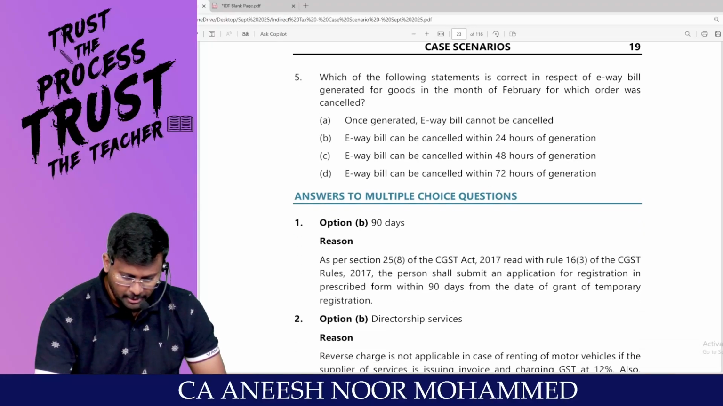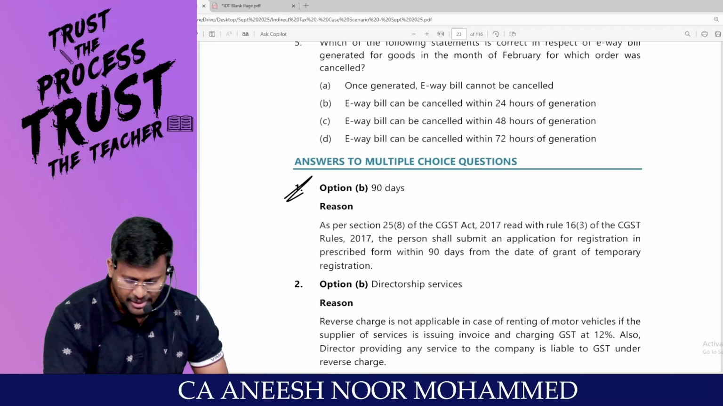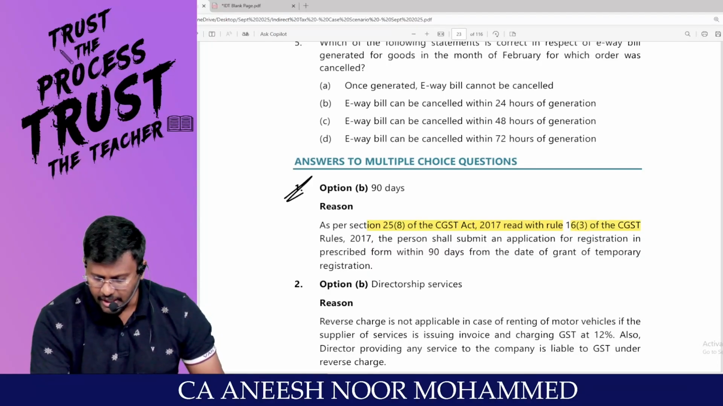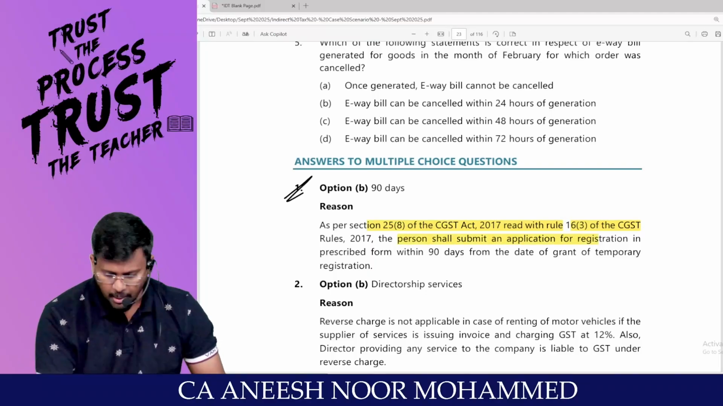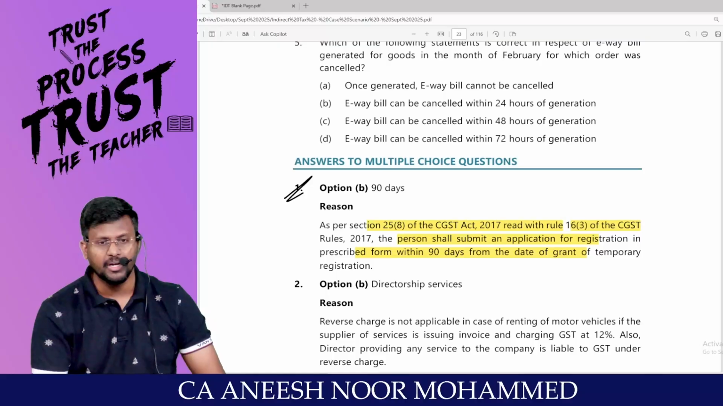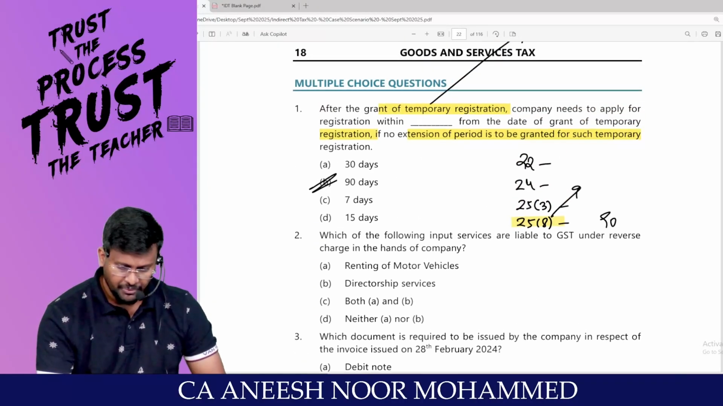So for option A, 90 days. This is the provision. As per section 25 subsection 8 of the CGST Act, read with rule 16 sub rule 3 of the CGST rules, the person shall submit an application for registration in the prescribed form within how many days? 90 days from the grant of temporary registration. Are you all really with me?